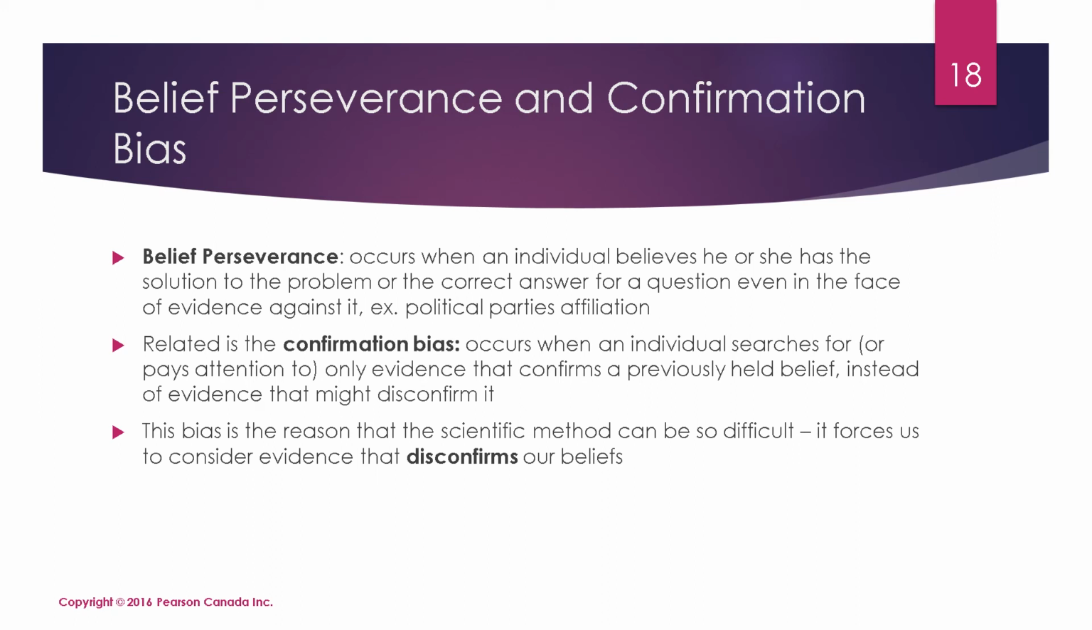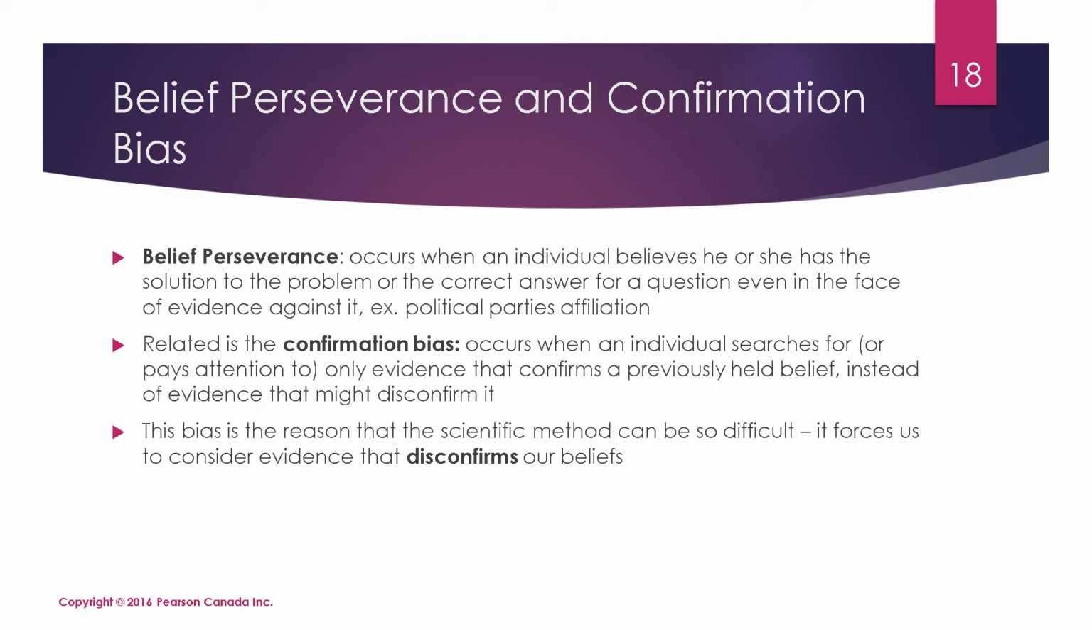Very related to belief perseverance is the confirmation bias, which occurs when an individual searches for or only pays attention to evidence that confirms a previously held belief, instead of evidence that might disconfirm it. So they're very, very similar. Belief perseverance is basically saying that they have a very strong belief, and even if you present them with information that would tentatively disconfirm it, they basically refuse to accept that information. Whereas a confirmation bias is more the act of only seeking out information that supports your belief. So both are very similar and related to each other.